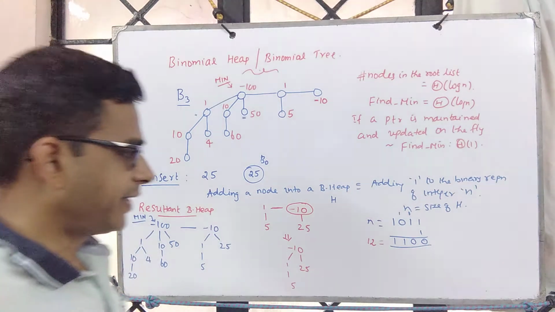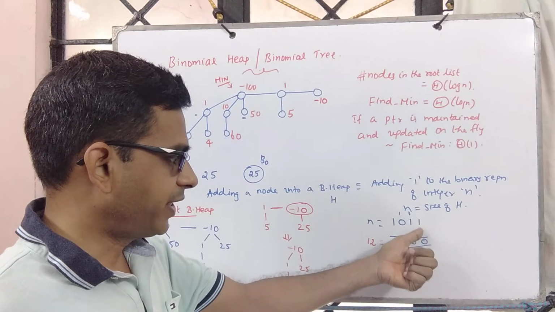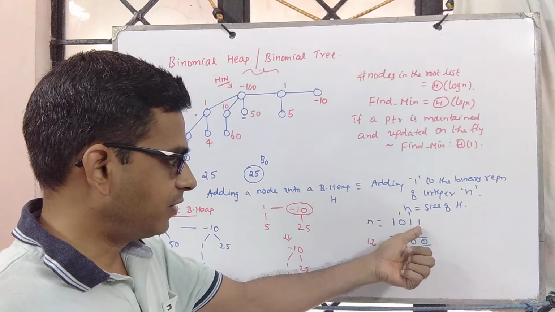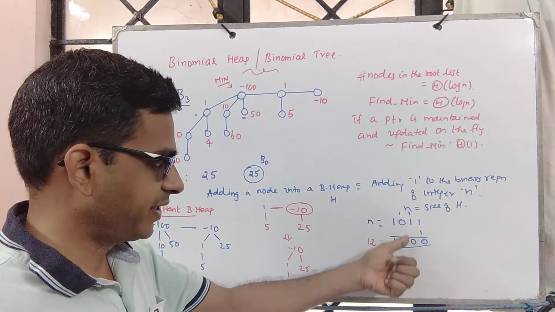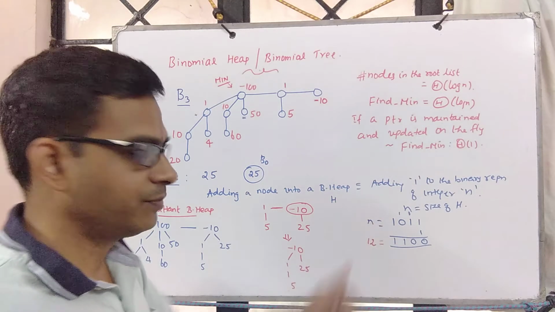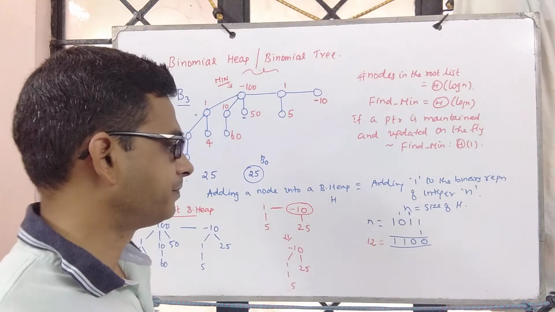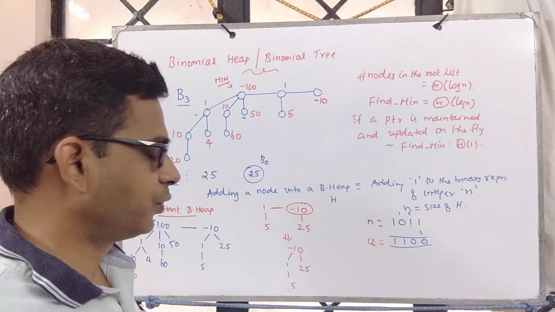So now what all can happen? When you add a node, you may have to add that with this, and that may create B1. Again add with this, and that may create B2, add with this, and it can go all the way up to the maximum order binomial tree. Which means one has to scan the entire root list.